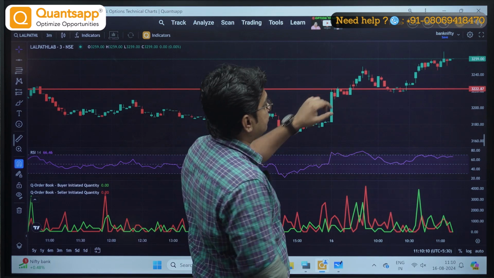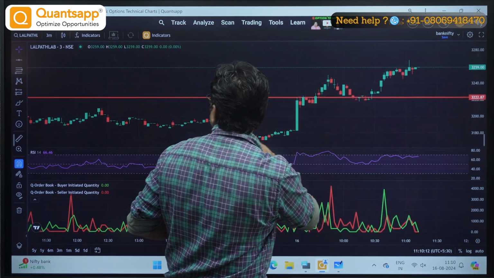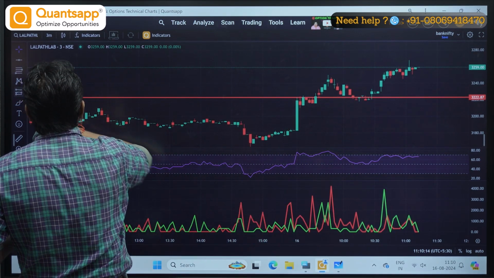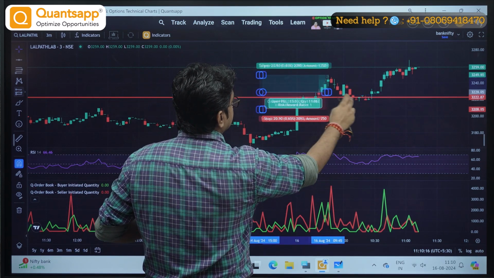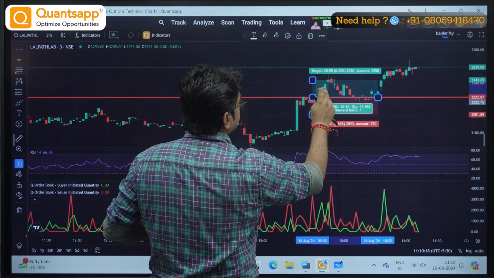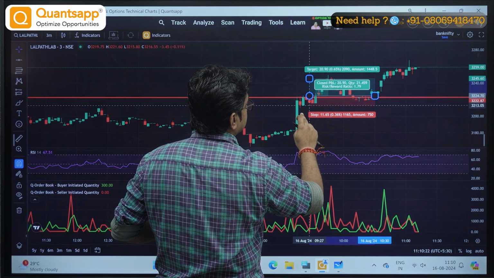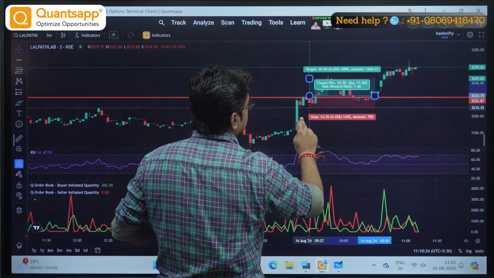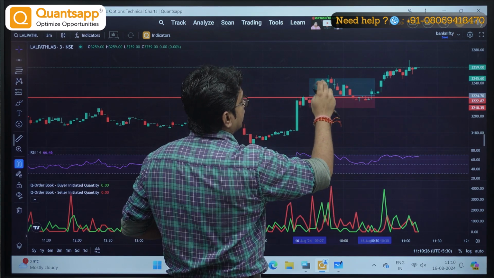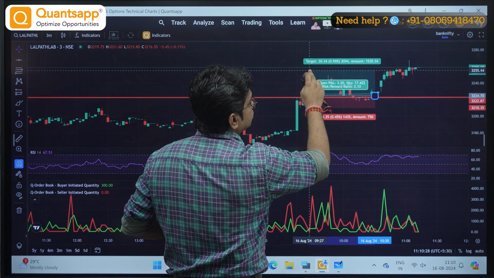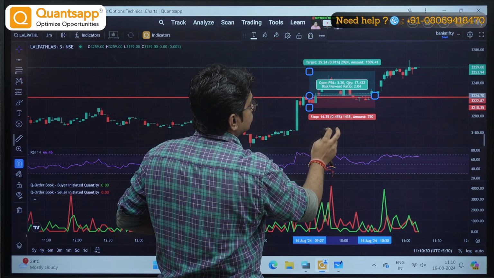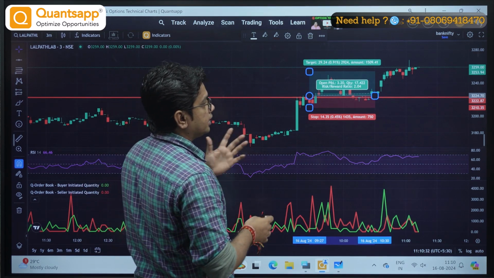You can see if I keep the stop loss over here, I'll keep my stop loss over here. This is my stop loss, and I'll go with the 1:2 ratio. You can see I got the 1:2 ratio. Stop loss is 14, target is 29.